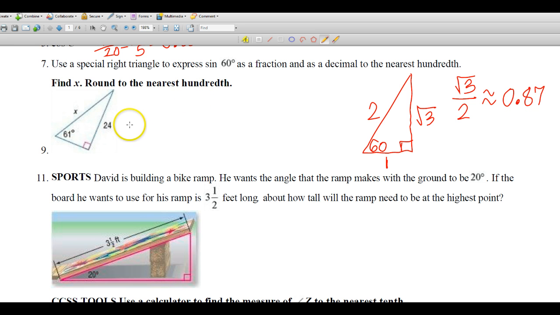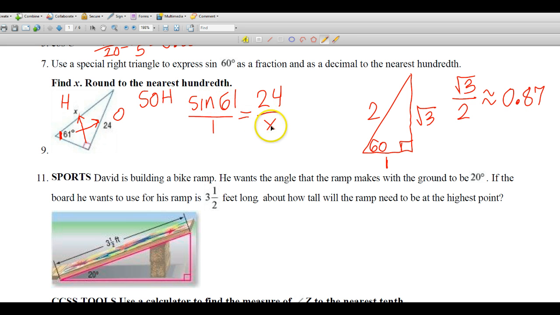For number 9, we want to find x and round to the nearest hundredth. So the angle that we are given is 61 degrees. And we're trying to find x, which is the hypotenuse, and we're also given the side opposite from 61. So the only trig function that uses opposite and hypotenuse both would be sine from SOHCAHTOA. Sine is opposite over hypotenuse, so we would set up our proportion. So the sine of our angle, sine of 61, let's put that over 1, is equal to opposite over hypotenuse. So that would be 24 over x.